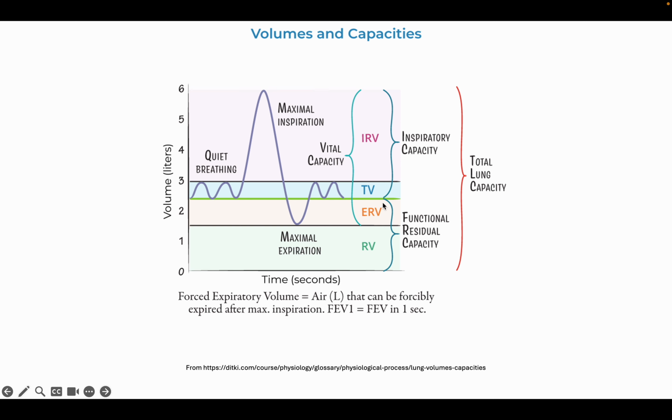When you're looking at these, a volume is a single quantity, and a capacity is the sum of at least two, sometimes more volumes. So you'll have to learn this whole chart for pulmonology. We'll just go through it quickly right now.